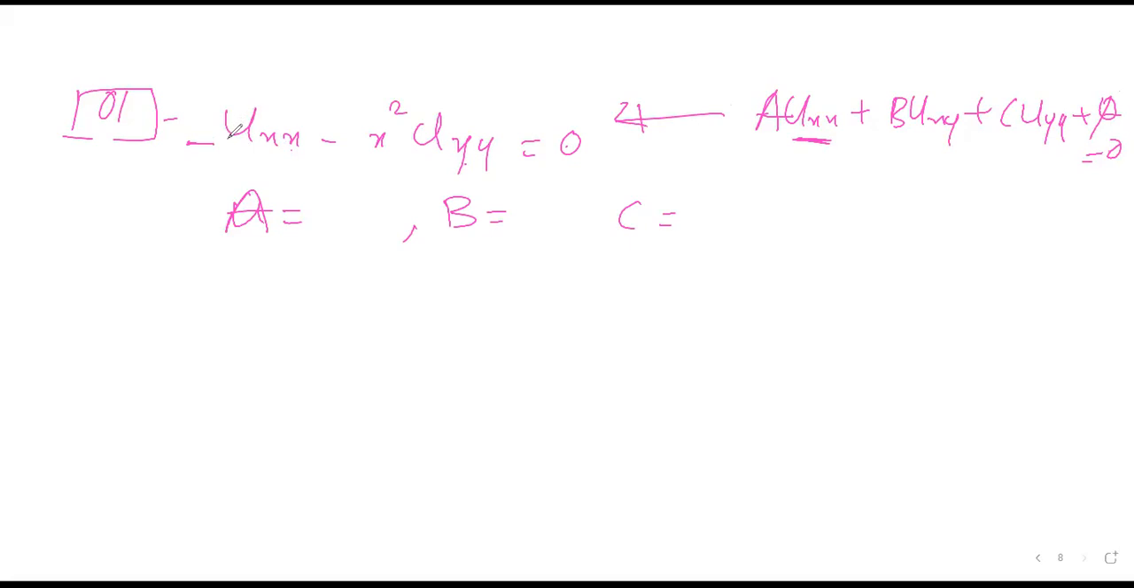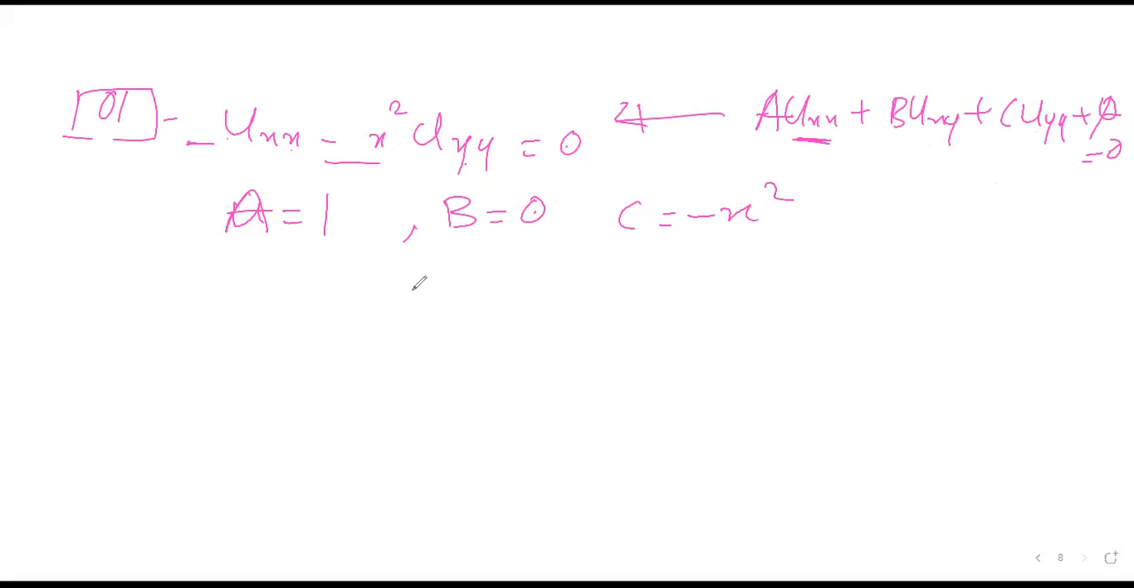You can see u xx, so A is 1. I don't have time, so I'll try myself. B is equal to 0, because there is no u xy term now. And whatever C is equal to, this is a plus, so you have to take whatever negative comes.